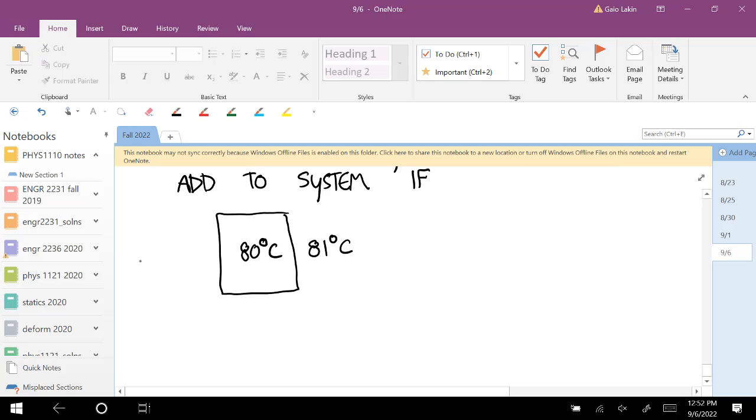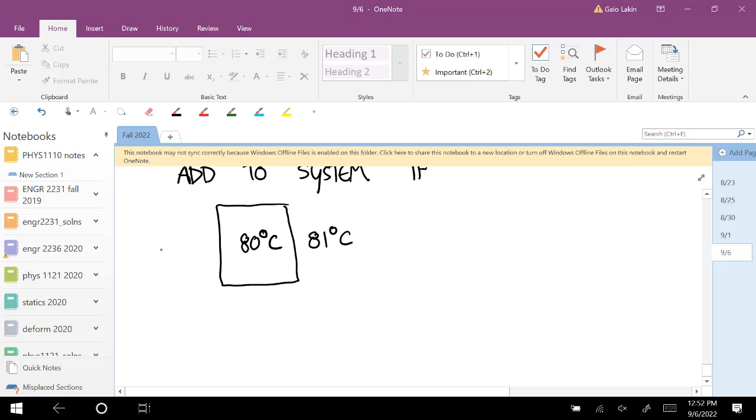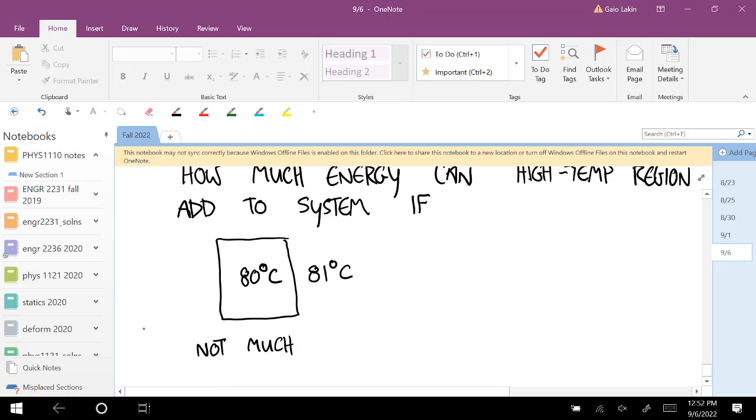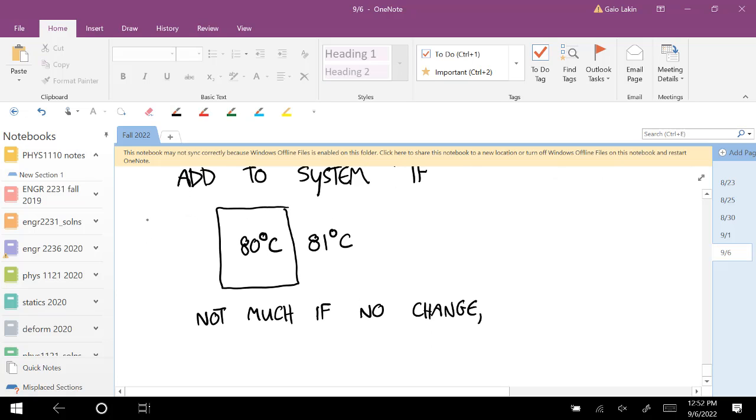Any other questions about that stuff? So I guess the bottom line here is, how much energy can the high temperature region add to the system if these are the temperatures? Not much if there's no phase change. But a lot if there's a phase change.